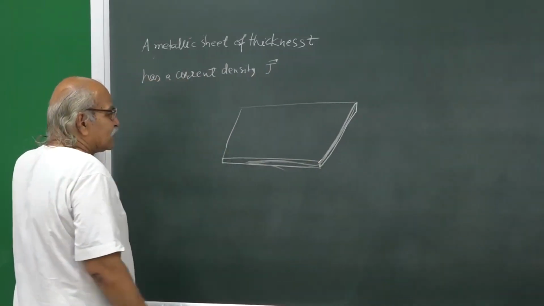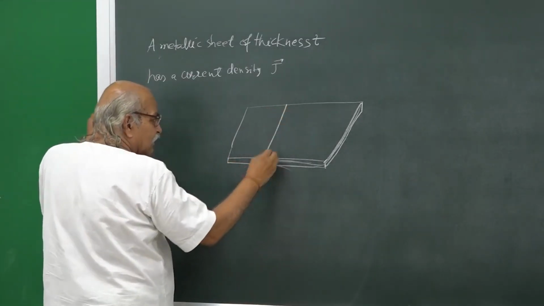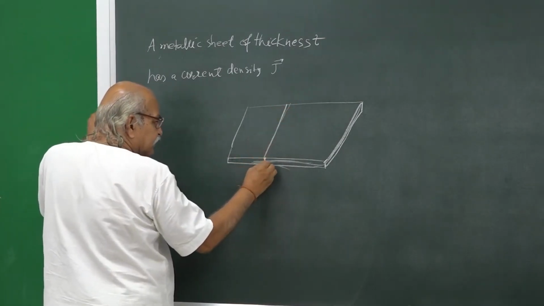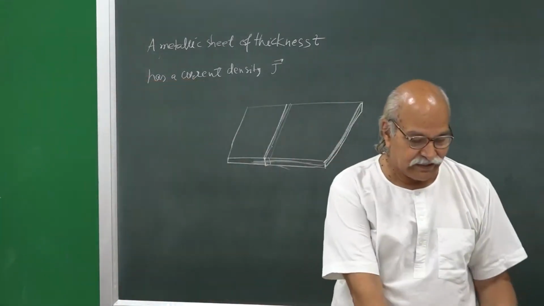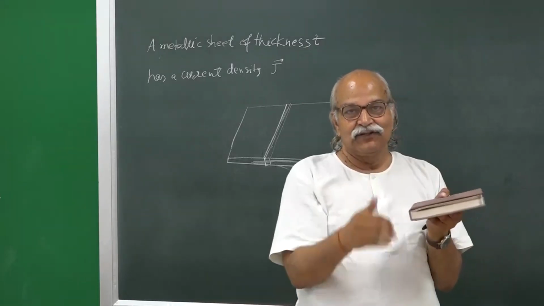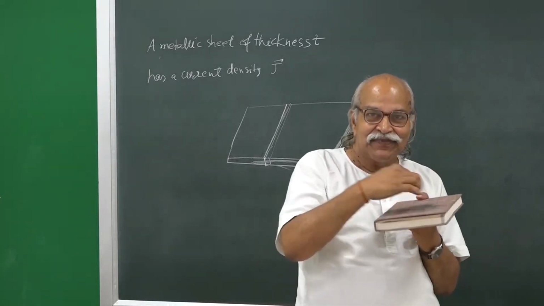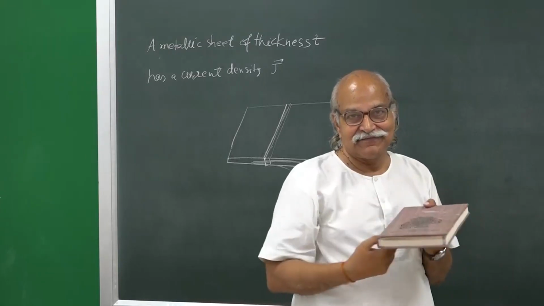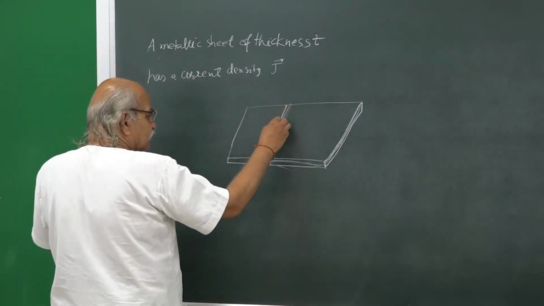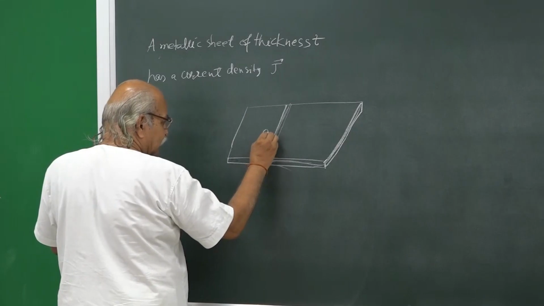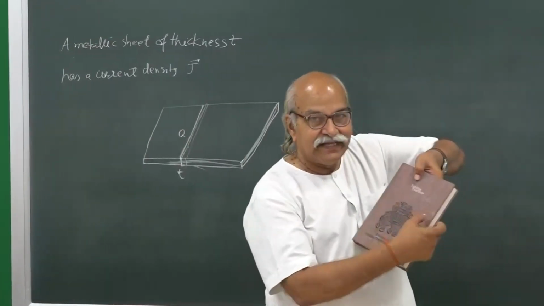So it's like that. If I take, let us say, a cross section somewhere here, how much current is going from this side to that side? That will be J into the area of cross section that I have taken. So if I say that this length is, let us say, a small a, and this thickness is t.